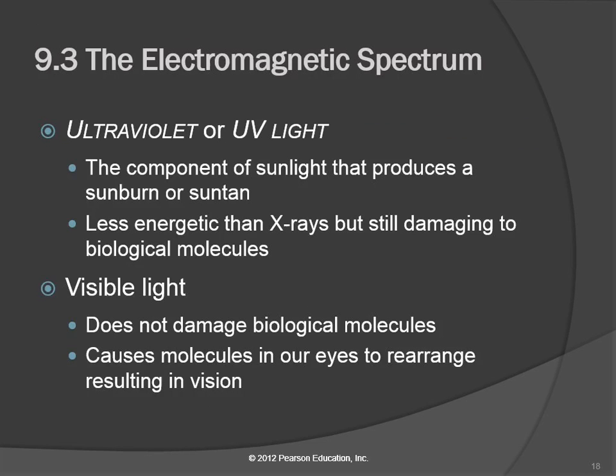Ultraviolet or UV light, that's a component of sunlight that produces sunburn and suntan. Less energetic, but still damaging. Visible light doesn't damage biological molecules.